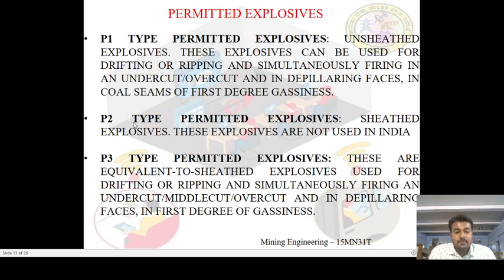And P2 explosives, these are sheathed explosives. This type of explosive is not used in India. The P3 type of explosives are equivalent to sheathed explosives, used for drifting or ripping and simultaneous firing in an undercut, middle cut, or overcut, and in depillaring phases. Here it is second and third degree gassy coal mines.